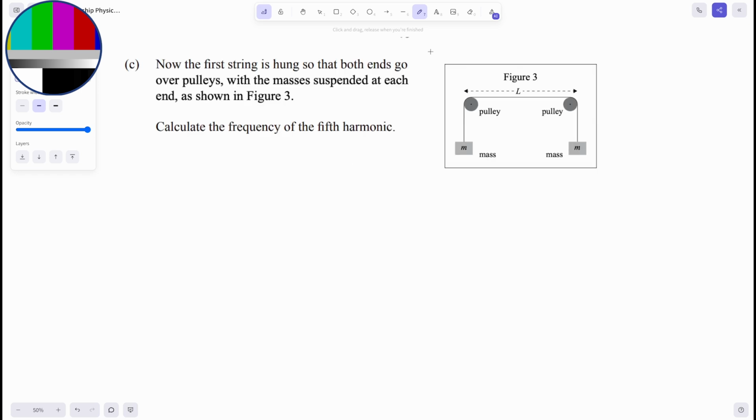There we go. Now the first string is hung so that both ends go over pulleys with the masses suspended at each end, shown in figure 3. Calculate the frequency of the fifth harmonic.